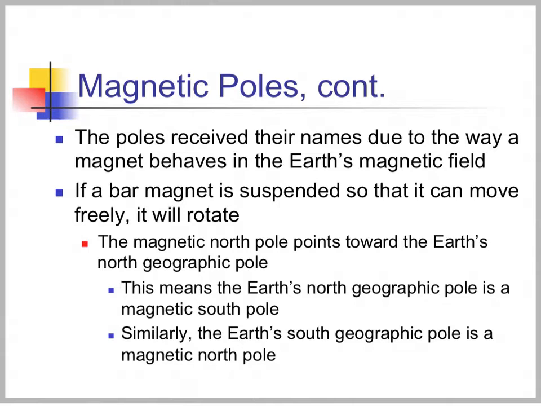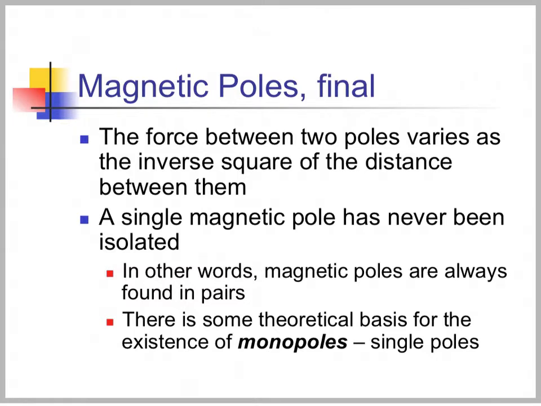Now, the poles received their names due to the way that the magnets behaved in the Earth's magnetic field. If I have a bar magnet and I suspend it so it can move around freely, it rotates. And the magnetic north pole points towards the Earth's north geographical pole. Now, that means that the Earth's north geographical pole is a magnetic south pole. And similarly, the Earth's south geographic pole is a magnetic north pole. The force between these 2 poles varies as the inverse of the square of the distance between them, similar to electricity.